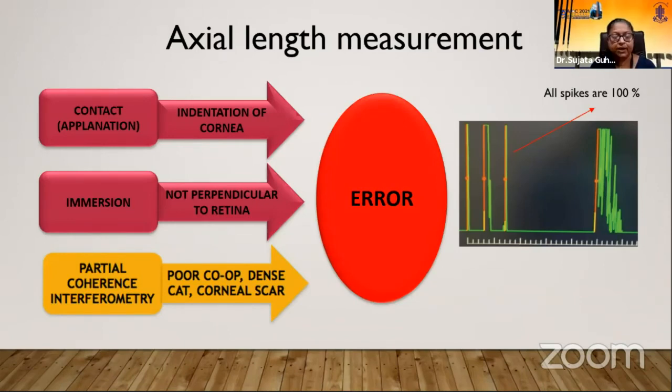We usually use the ultrasound A-scan. The partial coherence interferometry, which is the mainstay now for adult biometry, is not relevant for children. The contact and the immersion techniques are done. The immersion is more accurate than the contact, but all of them have certain areas of error if they're not kept perpendicular or if it indents the cornea.